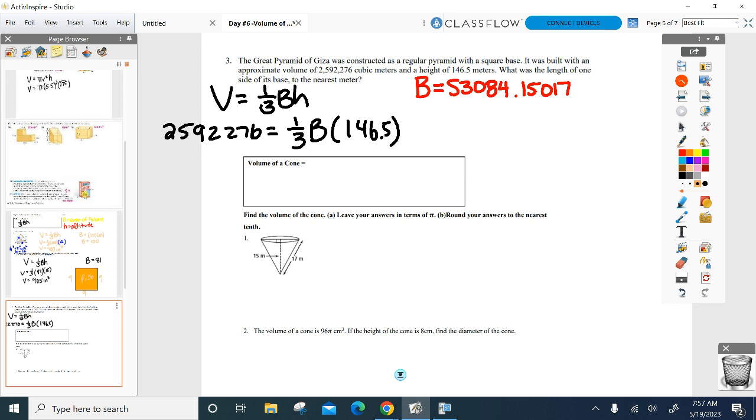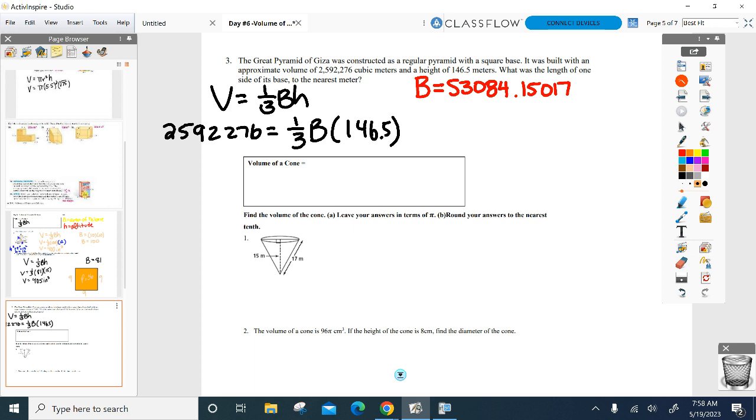So can we get this, first of all, before I move on? Can we get this? Or is this a no? You can multiply both sides by 3, then divide by 146.5. You can do the reverse, or like I said, multiply these two and then divide both sides by it. Okay, that's the area of the base.